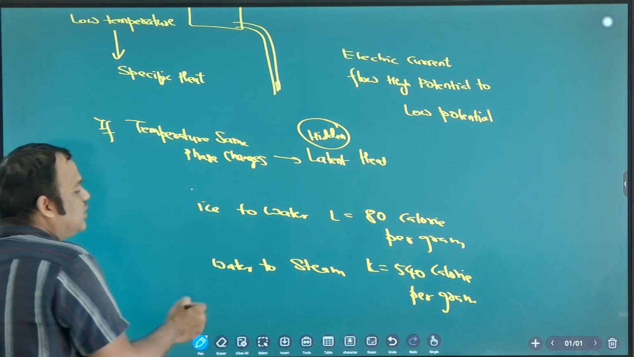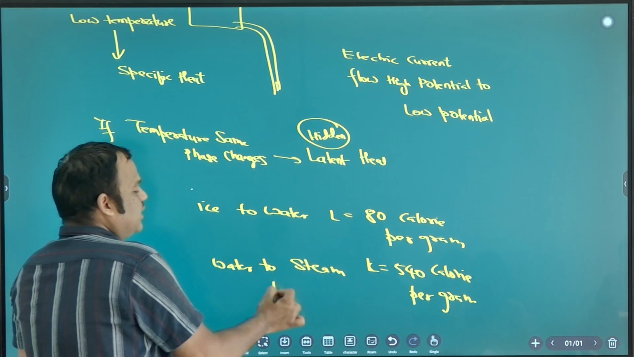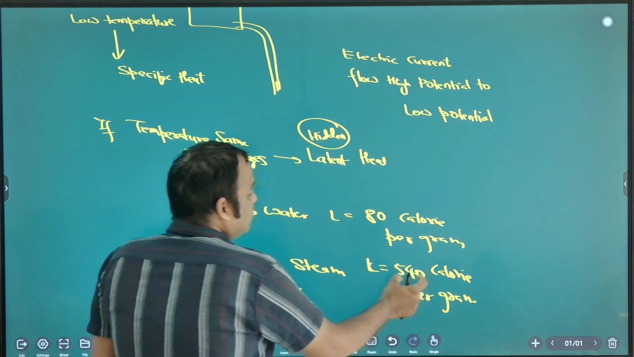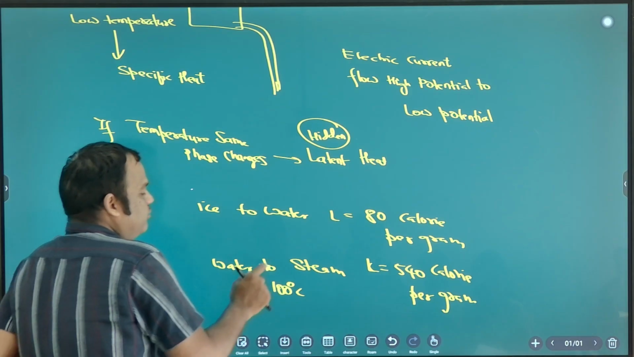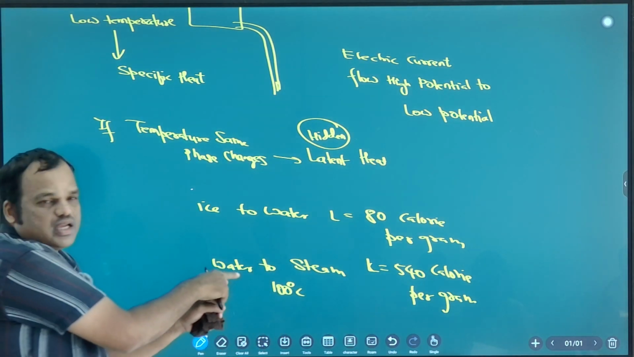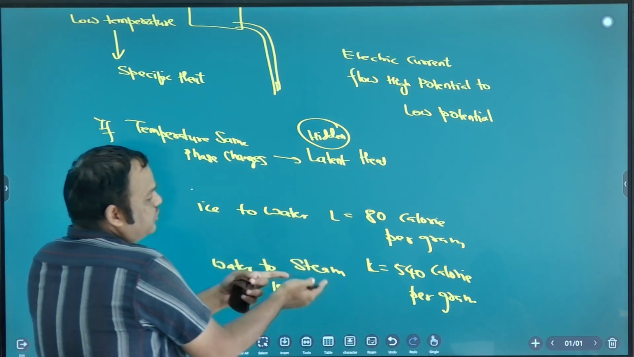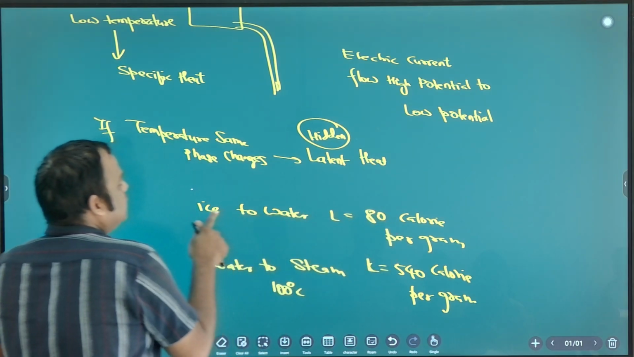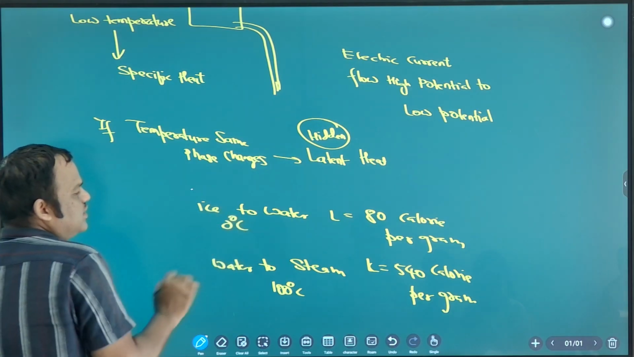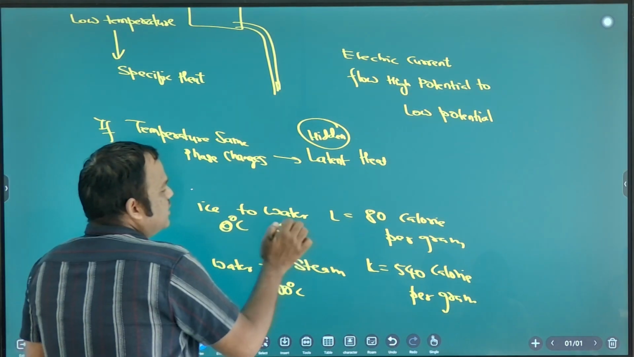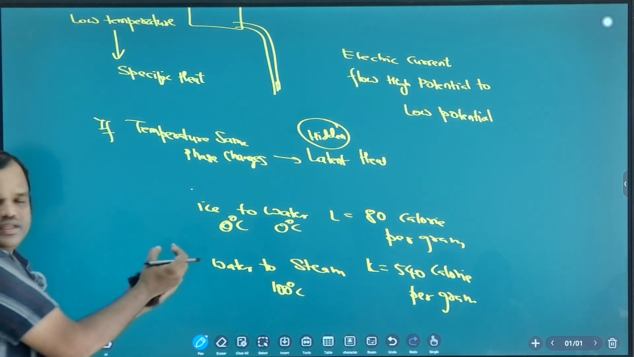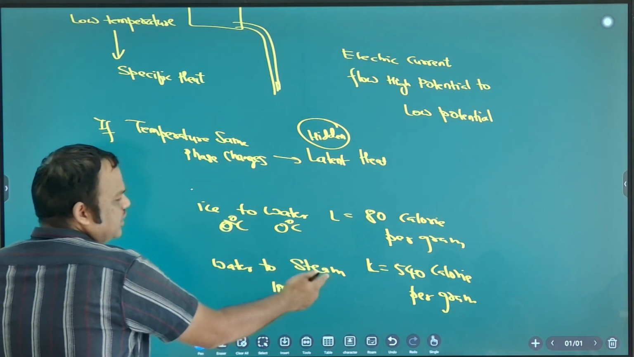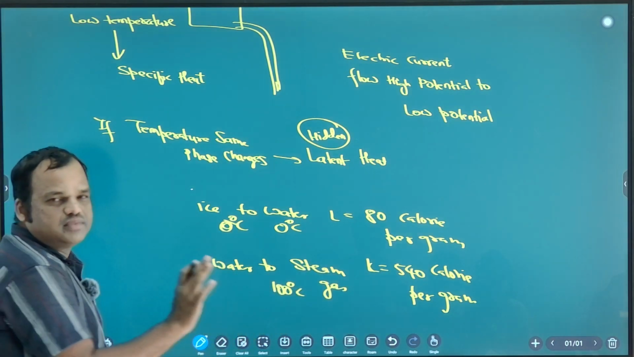Suppose 1 gram of water converts into 1 gram of steam, both at 100 degrees Celsius. So 540 calorie is absorbed. If you give 540 calorie to water at 100 degrees Celsius, it will convert into steam at 100 degrees Celsius. If you give 80 calorie to 1 gram of ice at 0 degrees Celsius, it will convert into water at 0 degrees Celsius. Understood? The solid converts into liquid, and here liquid converts into gas. Steam is gas.